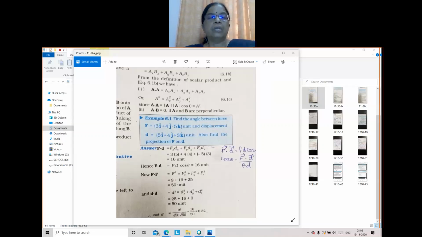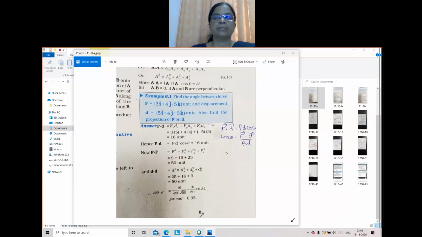So A dot A equal to A into A cos 0. For a unit vector it is 1. Here A is the magnitude. So A into A cos 0 is A square. A square is Ax square plus Ay square plus Az square. So what is A? Root of Ax square plus Ay square plus Az square.